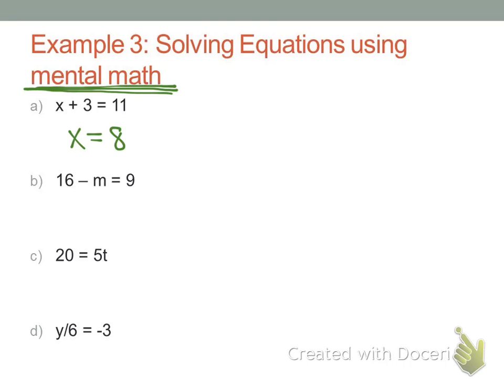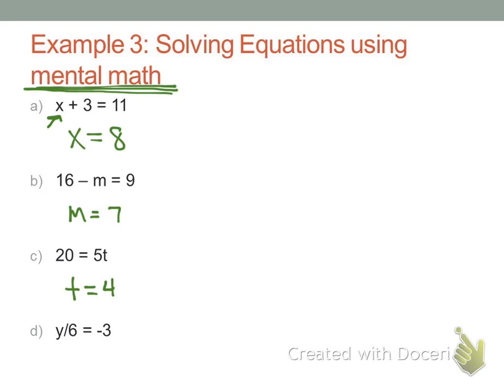16 minus what number equals 9? 7. So m equals 7. Now, wherever you see the variable, I want you to mentally insert the question, what number? So on C, you would say 20 equals 5 times what number? 4. 5 times 4. So T equals 4.